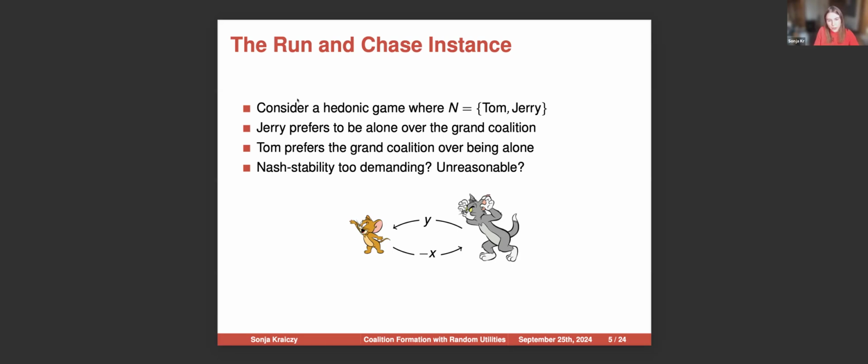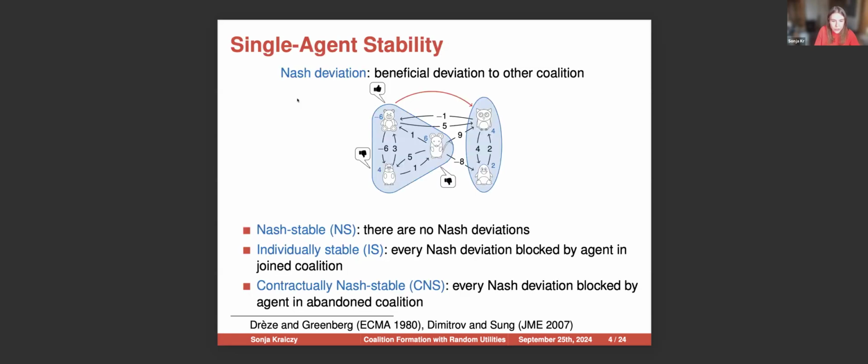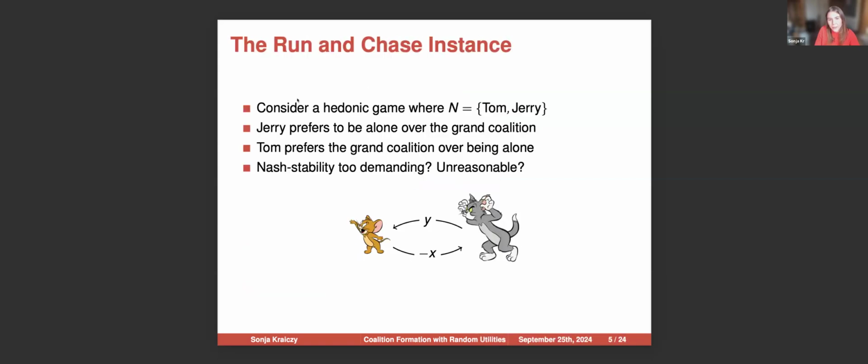And this run and chase instance shows that Nash stability is just too demanding, because we have such an easy example. So maybe this is just too strong, and maybe the other notions that are a bit weaker would be better. Now, there may not be as simple counterexamples, but there are slightly more complex examples that show that even for these other 2 notions, IS and CNS, they are not always satisfiable. Okay. And the bad news continues.